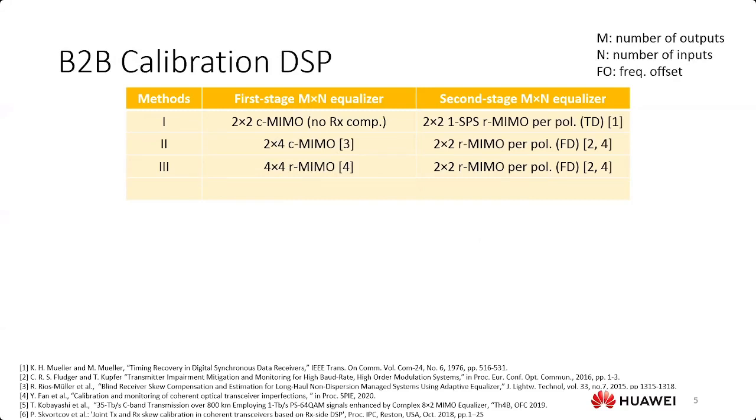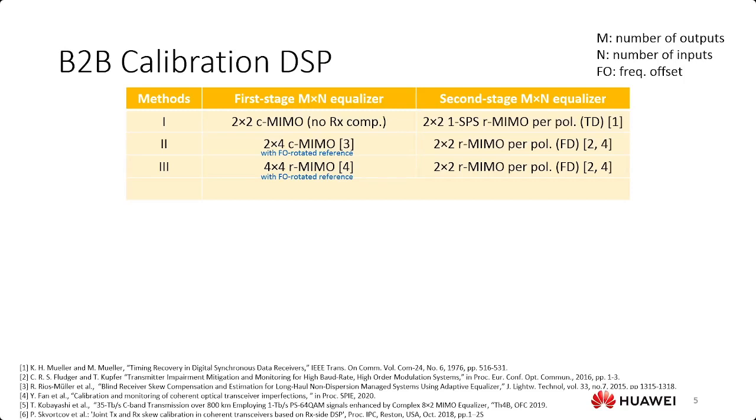So back to the calibration. In this presentation, we are talking about the calibration. We will still use the currently existing method to estimate the impairment from the devices. Since we know the data, we will turn all the blind approaches, like the CMA-based approach, into data-assisted ones by using a reference that is rotated by the frequency offset, so that we can enhance the calibration quality.